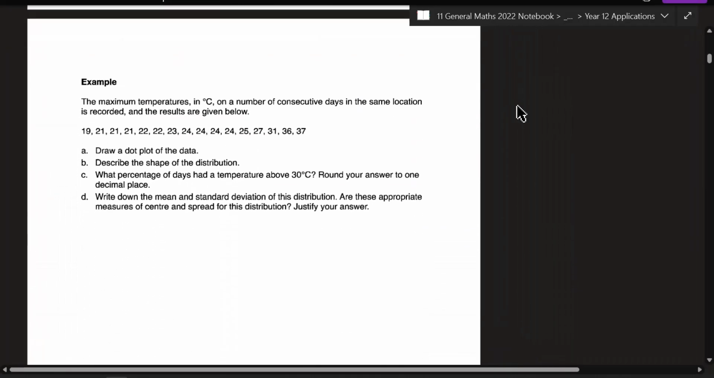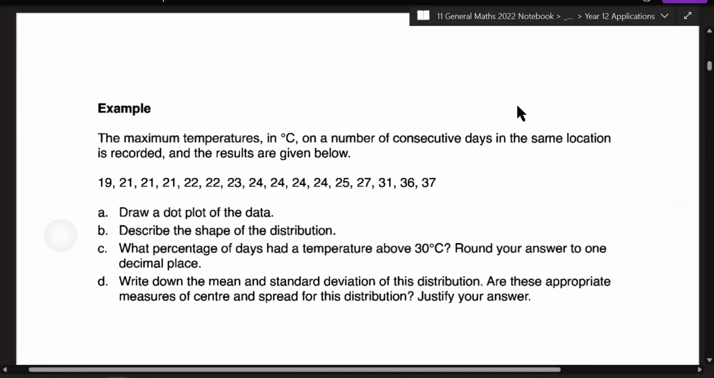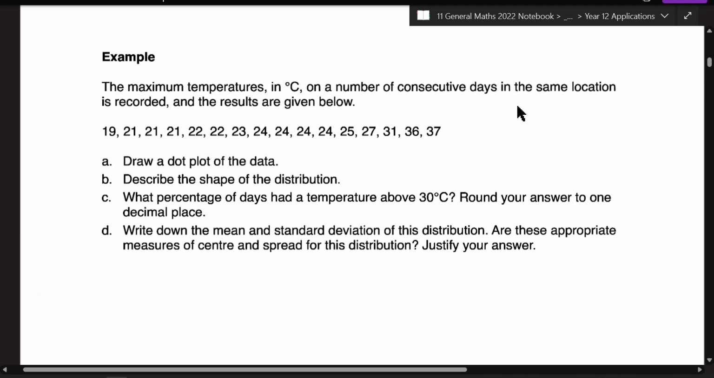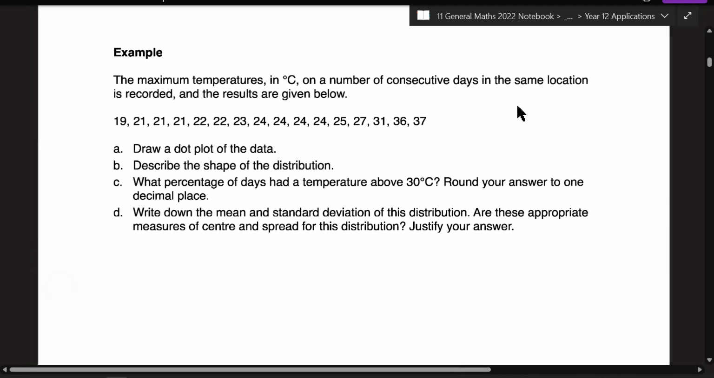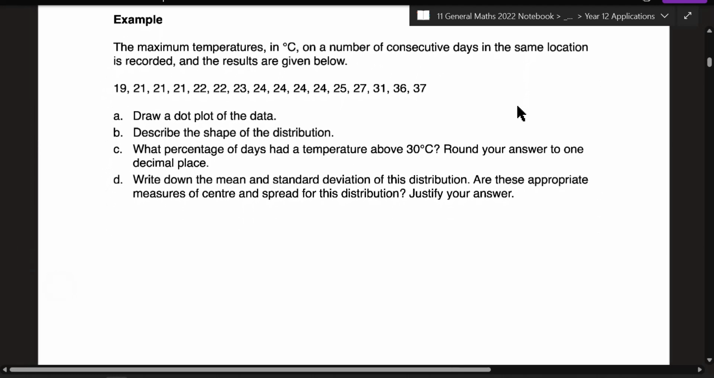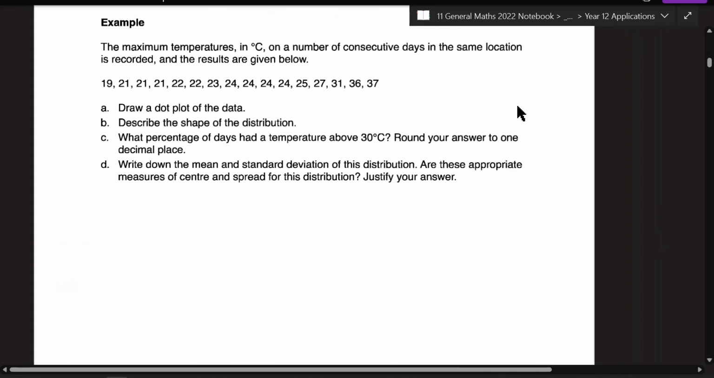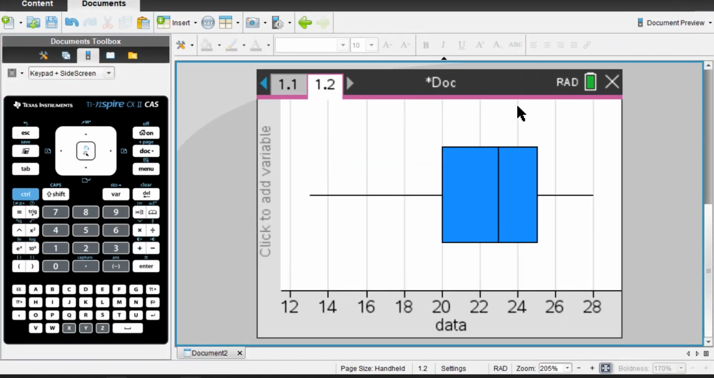Okay, so let's do the same with this data. We need to draw a dot plot, describe the shape, and then do a couple of questions here. What I want you to do is the dot plot. We won't be using a calculator for this for now, so it's just going to be a dot plot. Similar to what the calculator did for us, but we're not going to use the calc this time.